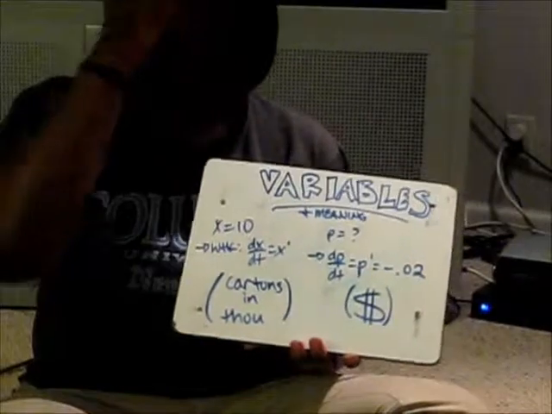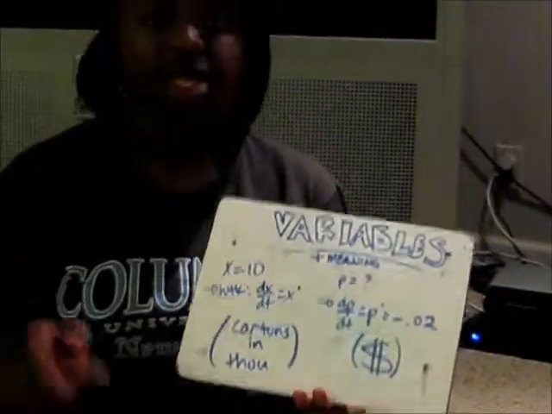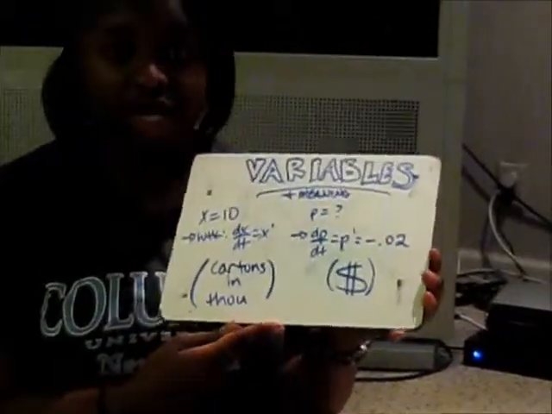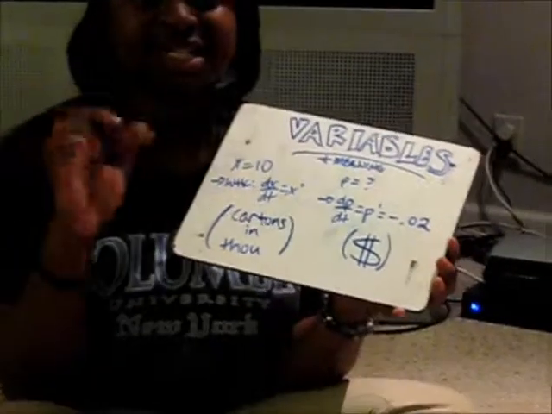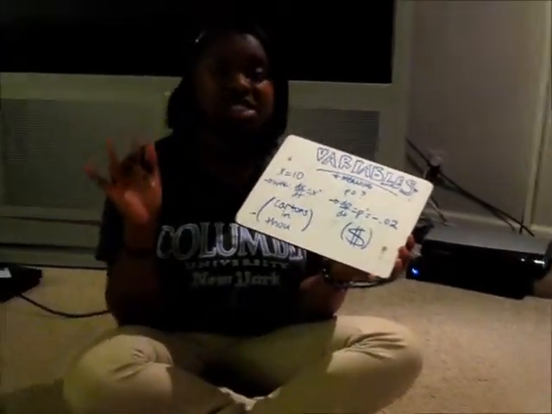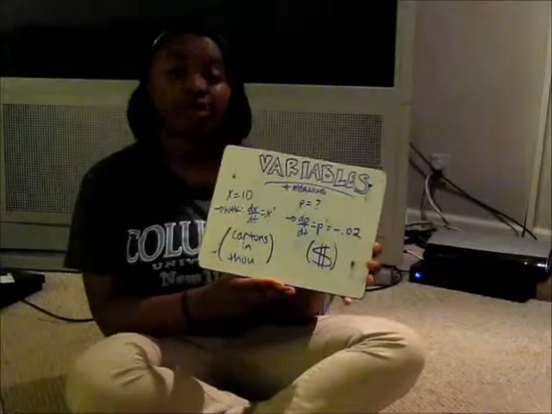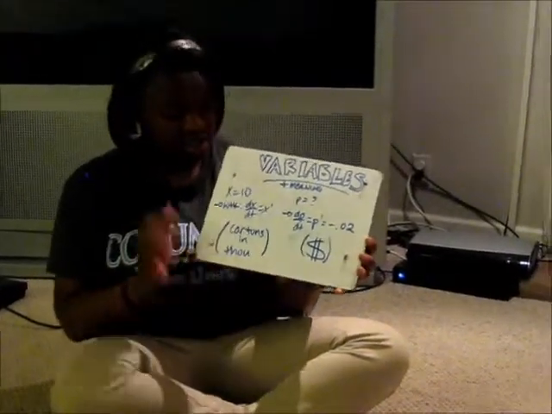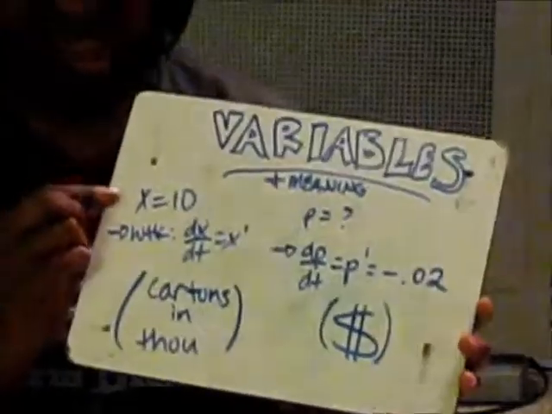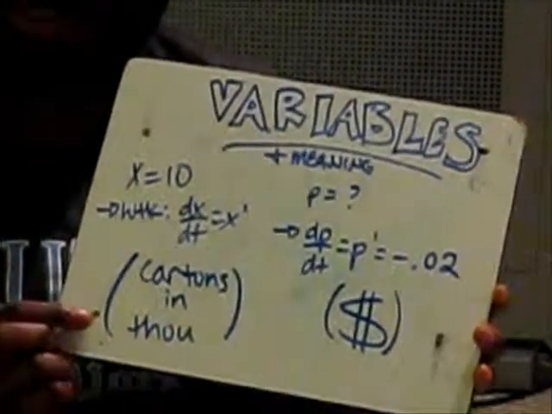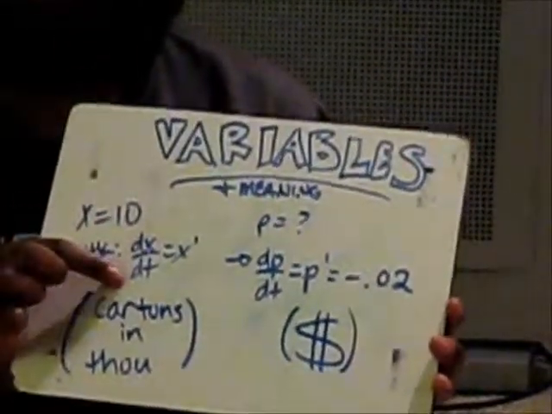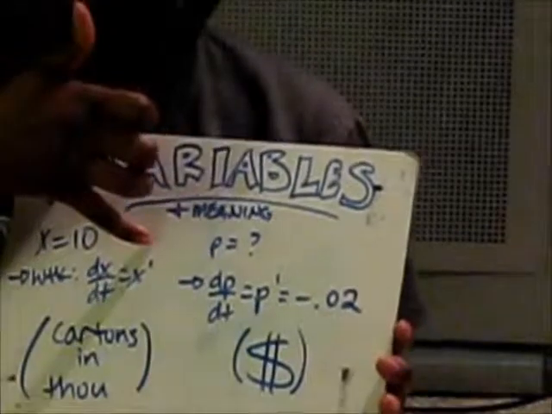So, we have two variables in this problem, x and p. Each variable also has a rate. You can write the rate as dx/dt or dp/dt, or x prime or p prime. In this situation, we're already given x, which is 10 because it's thousands of cartons. And what you're looking for is dx/dt, which is equivalent to x prime.